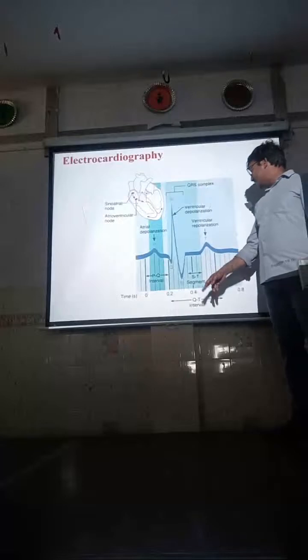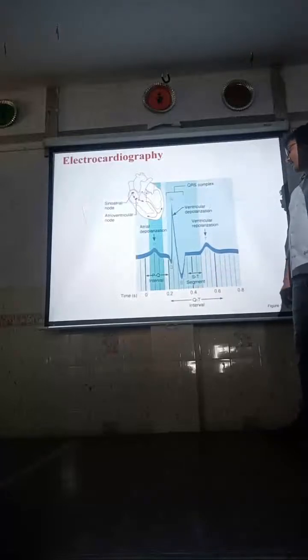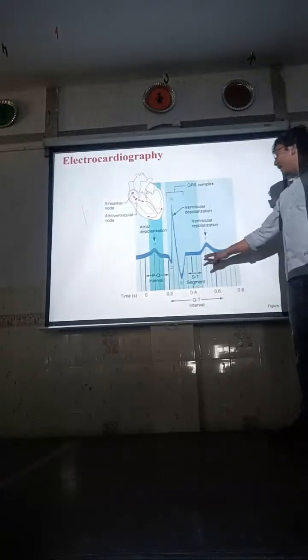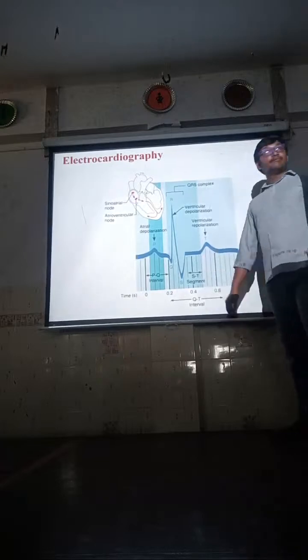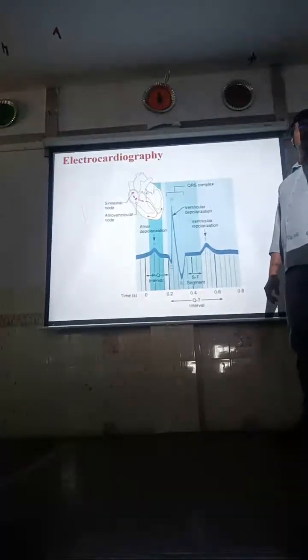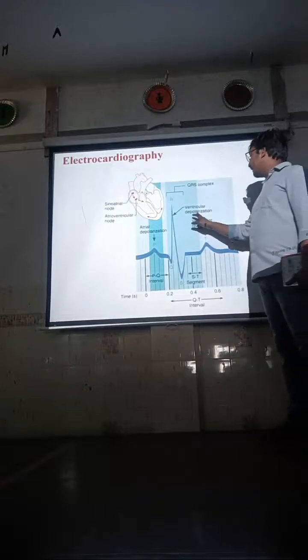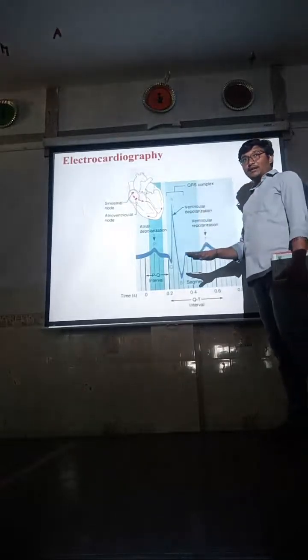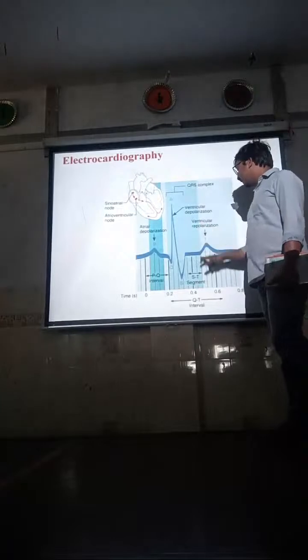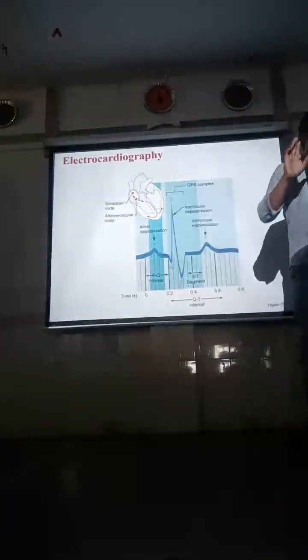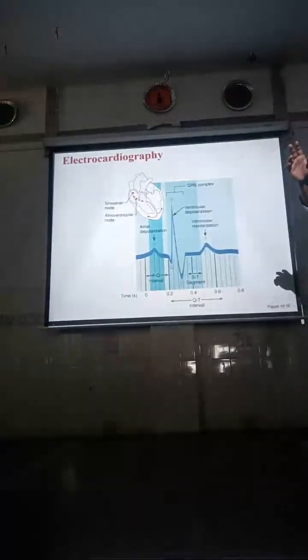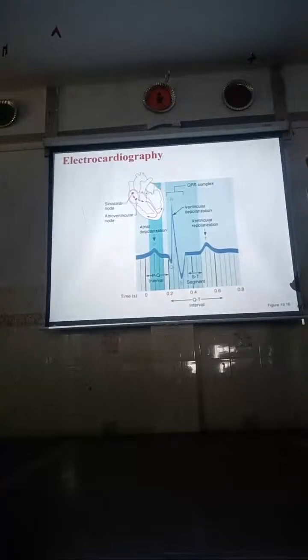Now, what is this ST segment? By the beginning of the T wave, ventricular depolarization stops and ventricular repolarization begins. Ventricular repolarization begins. Did you get my point?